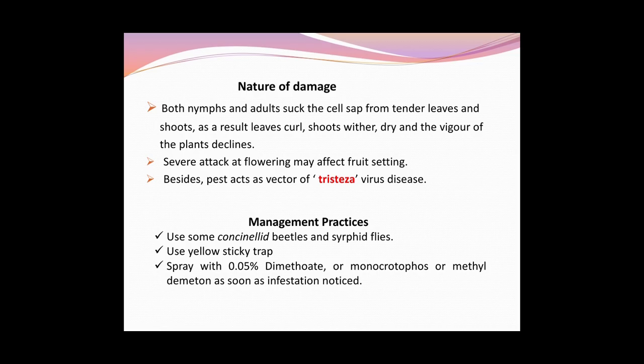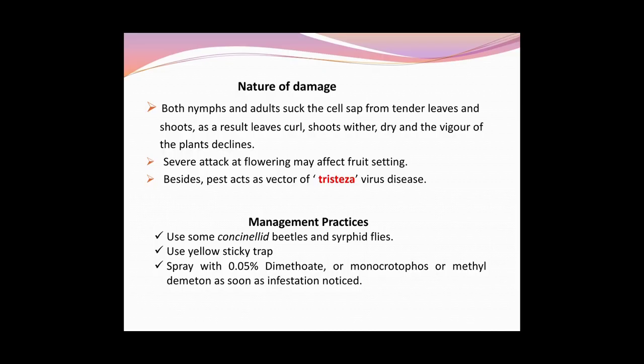Then nature of damage. Both nymphs and adults suck the cell sap from the tender leaves and shoots. As a result, leaves curl, shoots wither and dry, and the vigor of the plant declines. Severe attack at flowering may affect fruit setting. Besides, the pest acts as a vector of Tristeza virus disease. So this is the important point: the citrus aphid acts as a vector of Tristeza virus disease in citrus.